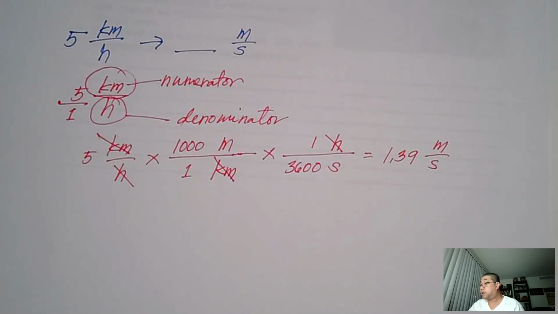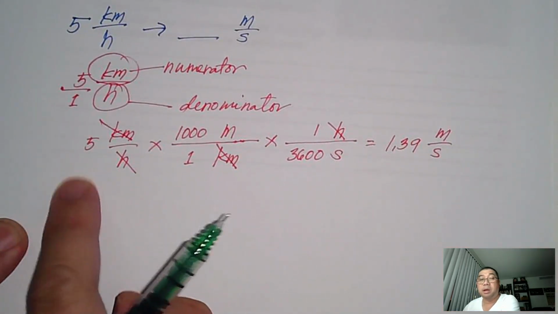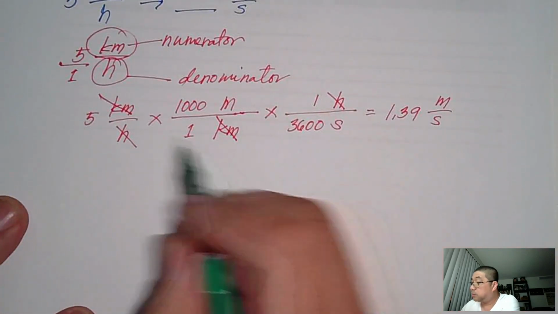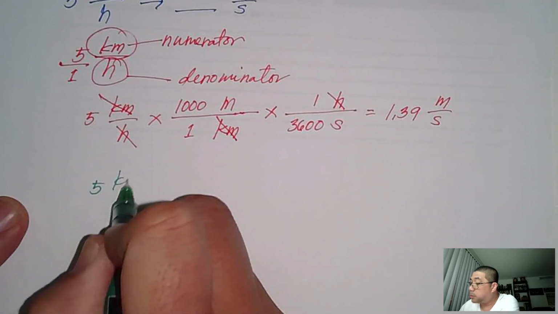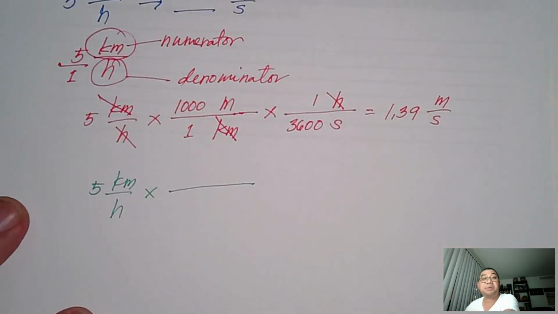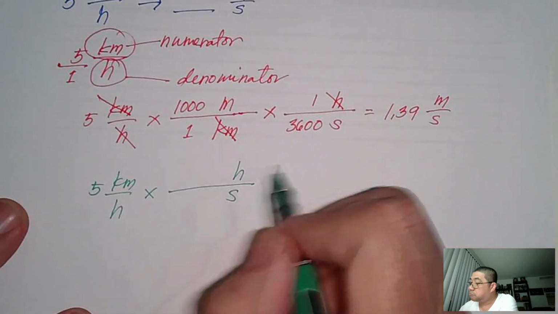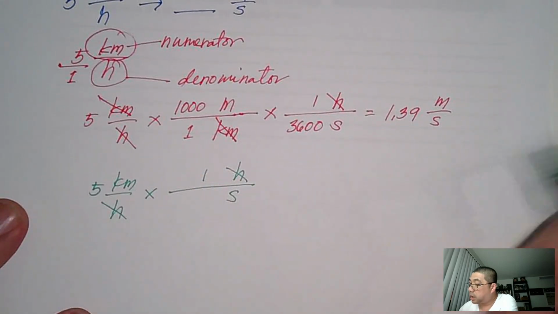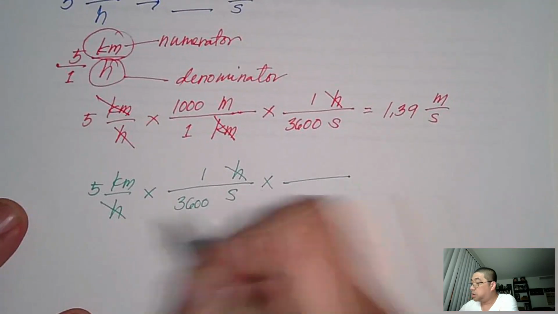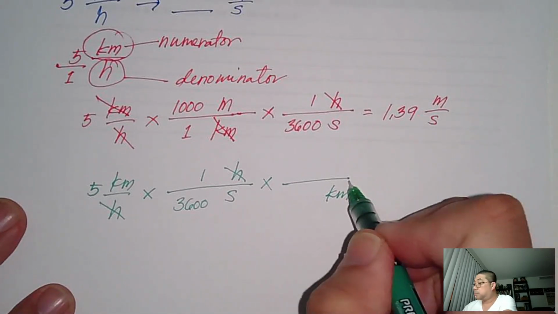Now, what if I decided to convert hours before kilometers? Will it give me the same answer? Just for the sake of showing it to you guys. So 5 kilometers per hour, that's already a fraction, times, let's say I wanted to change my hours first instead of kilometers. So 1 hour, and hour cancels out, is equivalent to 3,600 seconds, times, now let's change kilometers. Kilometers is the numerator, so now let's place it in the denominator.